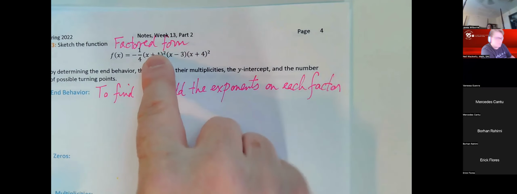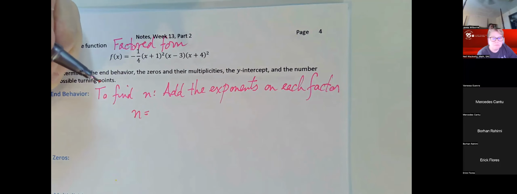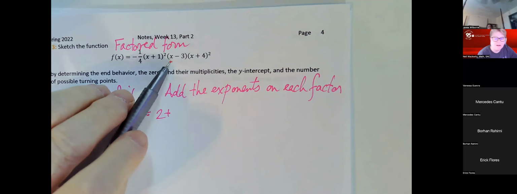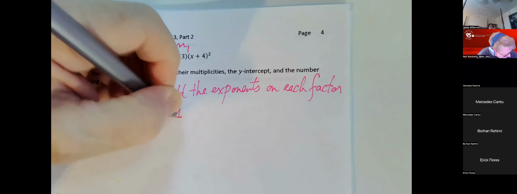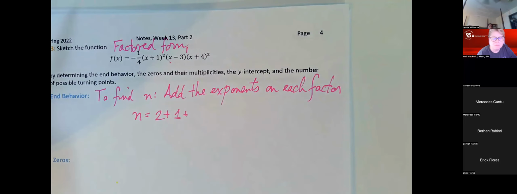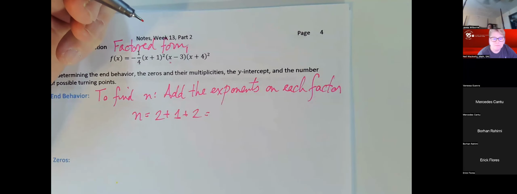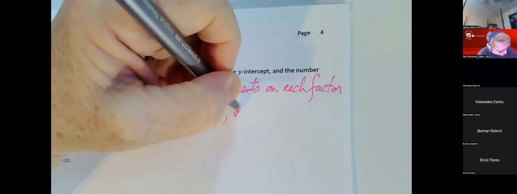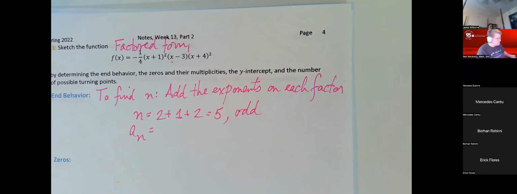Okay, so what is the exponent on the x plus 1 factor? 2. Good. And on the x minus 3 factor? 1. That's right. And on the x plus 4 factor? Another 2. And we get 5. Good. And is 5 even or odd? Odd. Excellent.